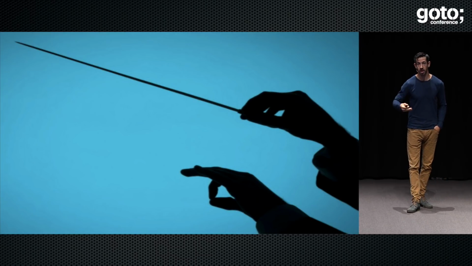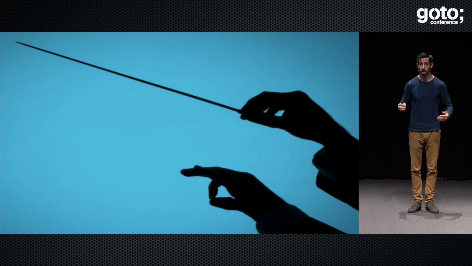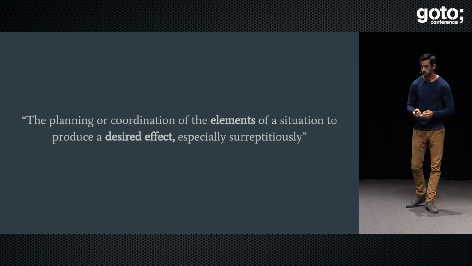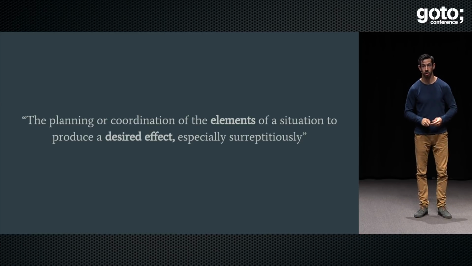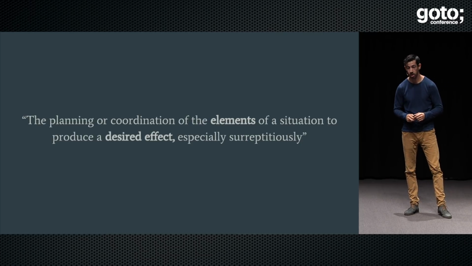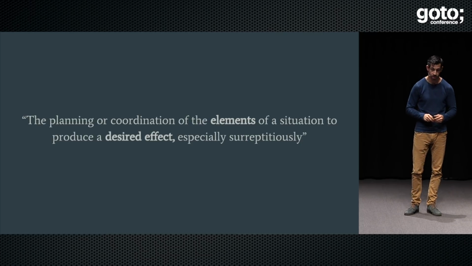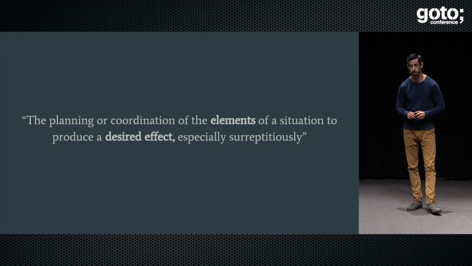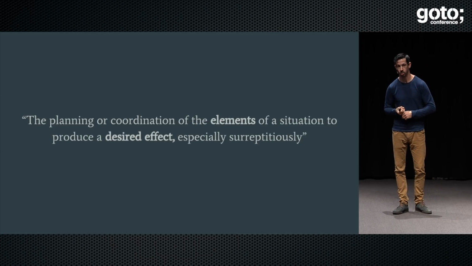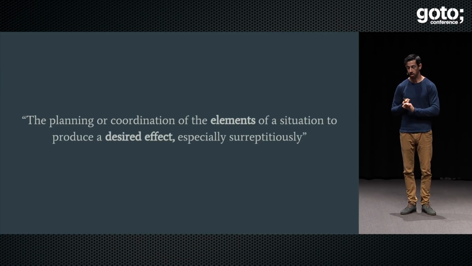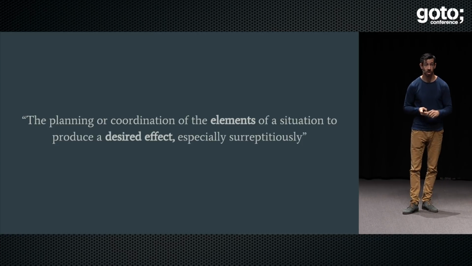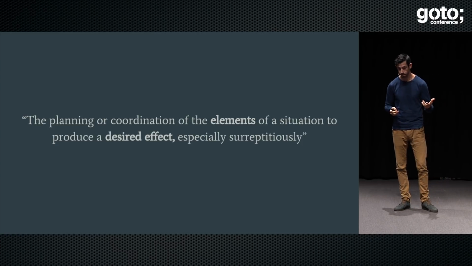So let's start by defining some of these terms. What do I mean when I talk about orchestration or container orchestration? I pulled this from the Oxford English Dictionary, and they define orchestration as the planning or coordination of the elements of a situation to produce a desired effect. Now, what does that mean in our context? What are the elements of our situation? Well, we can think of our servers, our applications, some networking, and probably some storage.